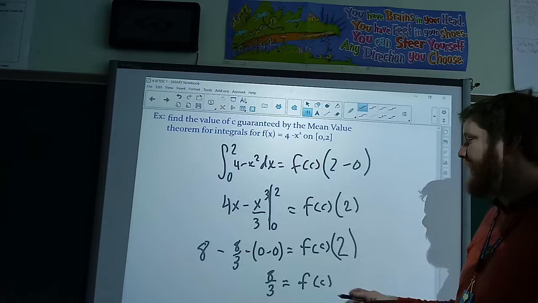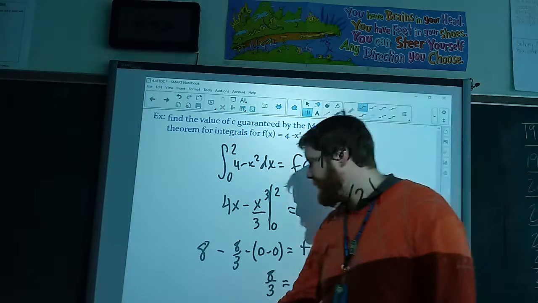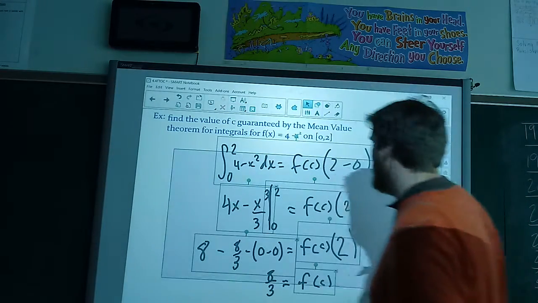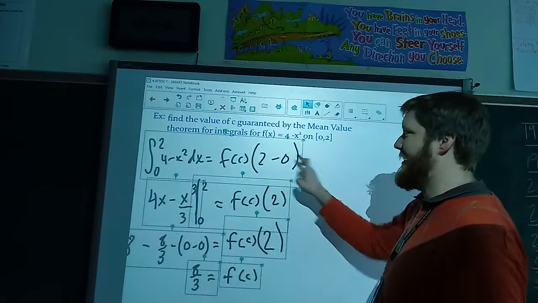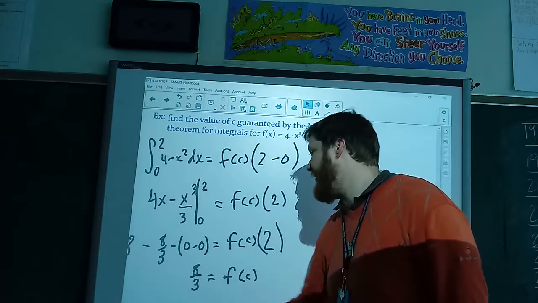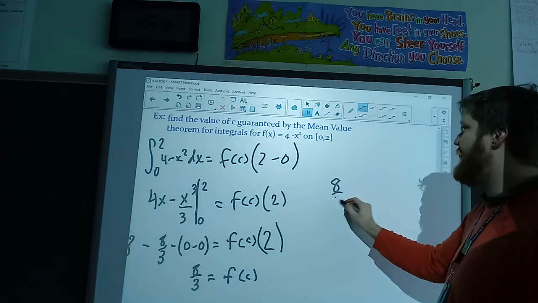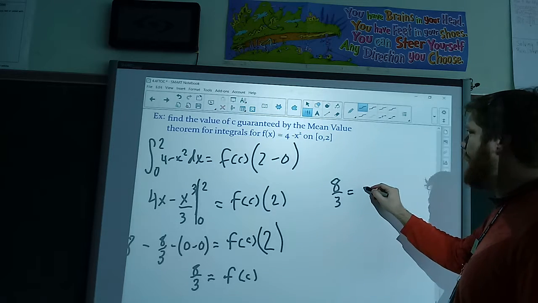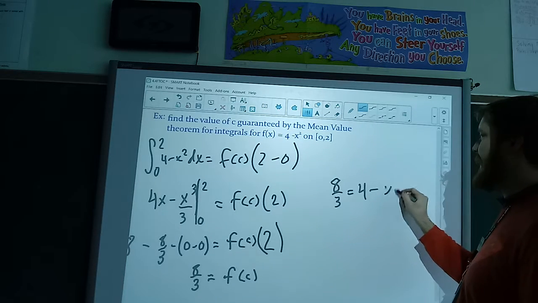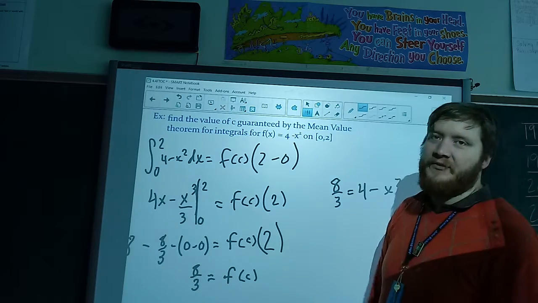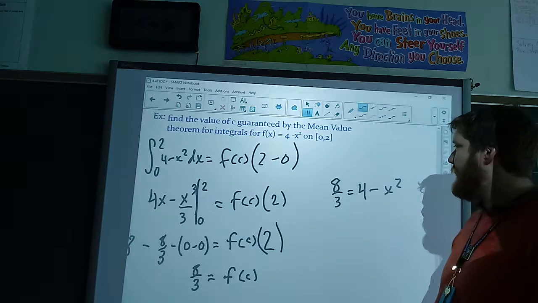So now I've got to find out, okay, if that's f of c, what is c? And so that tells me that 8 thirds needs to be equal to f of x, needs to be equal to 4 minus x squared. So I'm going to subtract 4 from both sides. Yay, all these wonderful fractions.